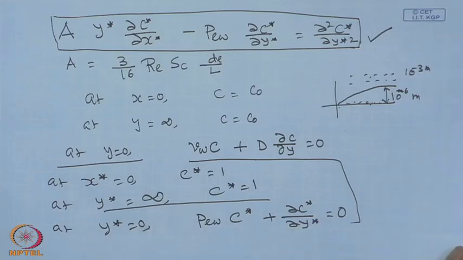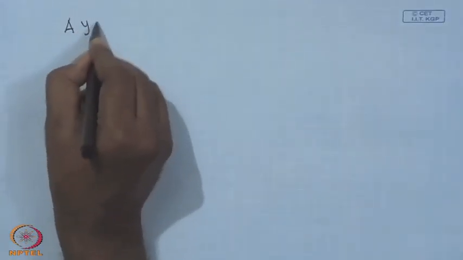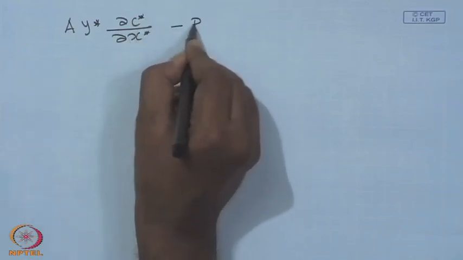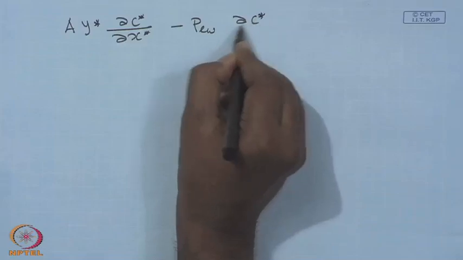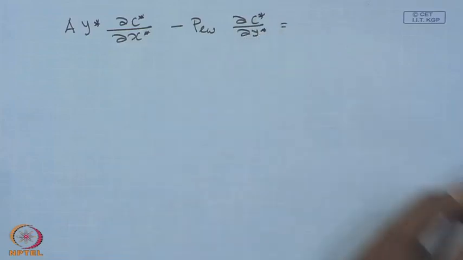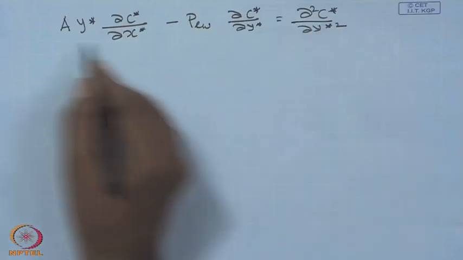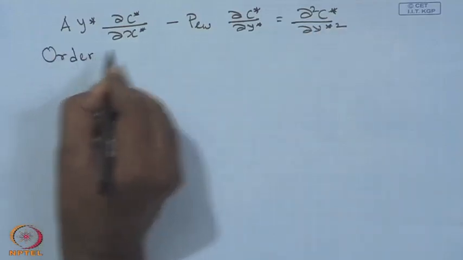For progressing further with the similarity solution, we have to identify the similarity parameter. For that, we do an order of magnitude analysis of the governing equation at the edge of the boundary layer: a y star del c star del x star minus Pe_w del c star del y star is equal to del square c star del y star square.